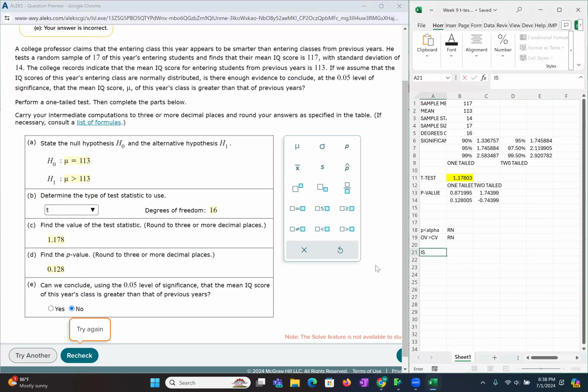So is 0.128 less than 0.05? No. Absolutely not. So we're going to fail to reject a null. If I fail to reject a null, I'm saying that no, it stayed the same. So no, I'm not gonna say it's greater than. Does that make sense?